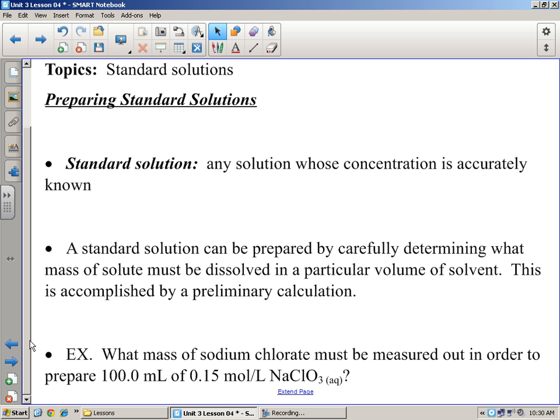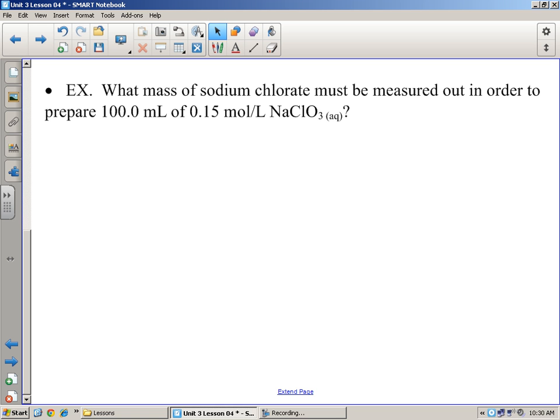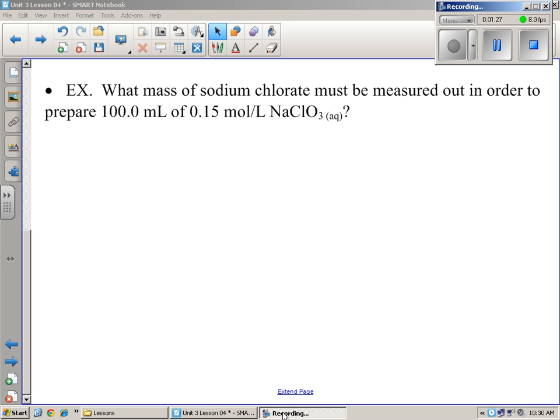You can determine standard solutions by carefully determining the mass of solute to be dissolved in a particular volume of solvent. This is accomplished by preliminary calculations. I'm going to get you guys to do this for me right now. I want you to figure out what mass of sodium chlorate must be measured out in order to prepare 100 milliliters of 0.15 molar sodium chlorate. You guys should hopefully be able to do this by now at this stage. We want to find the mass of sodium chlorate that we need to make this concentration and that much of it. So go ahead and do that right now.